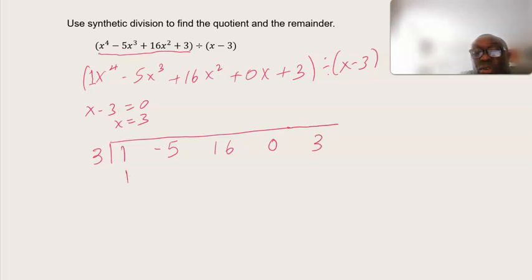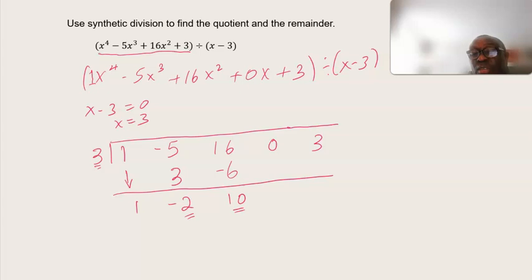So usually when you're using synthetic division, we drop this 1 down here. You multiply 1 by 3, you get 3. Then you add -5 plus 3, that gives you -2. Then you multiply -2 by this 3, you get -6. Then you do 16 plus -6, that is +10.